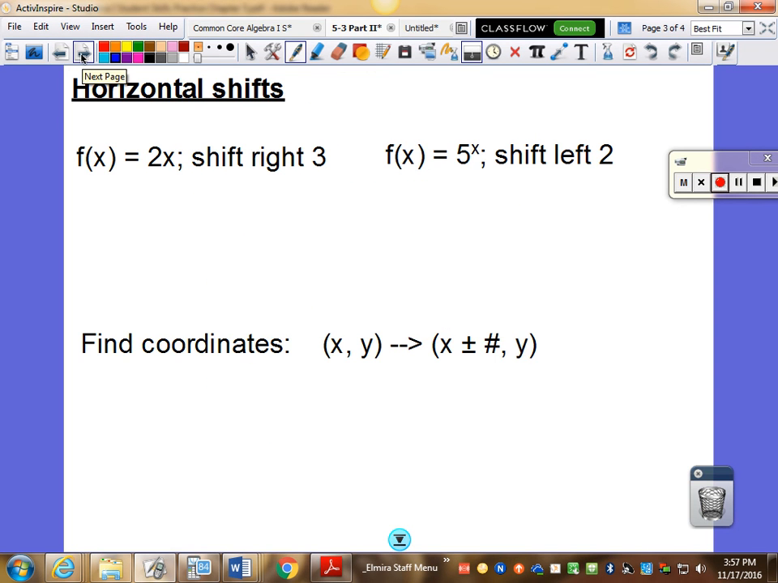Okay, horizontal shifts. So f of x equals 2 to the x. A shift right, remember, means x take away 3. We're only subtracting 3 from the x. So what that looks like is g of x equals, if I'm going to do it in terms of f of x, f of x minus 3 in parentheses, because we're only subtracting 3 from the x.